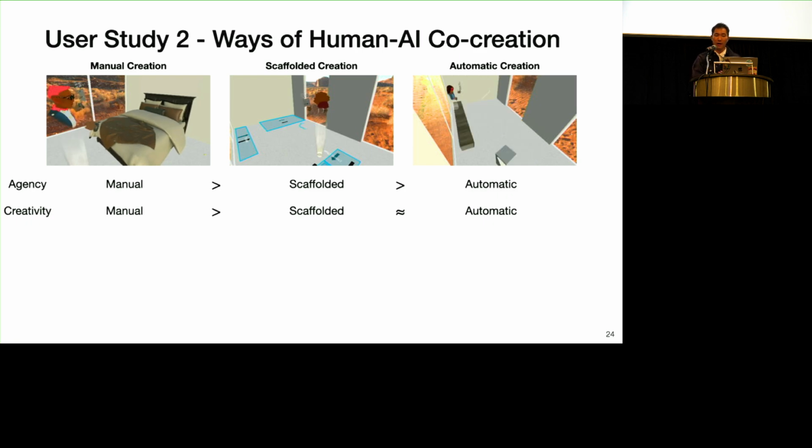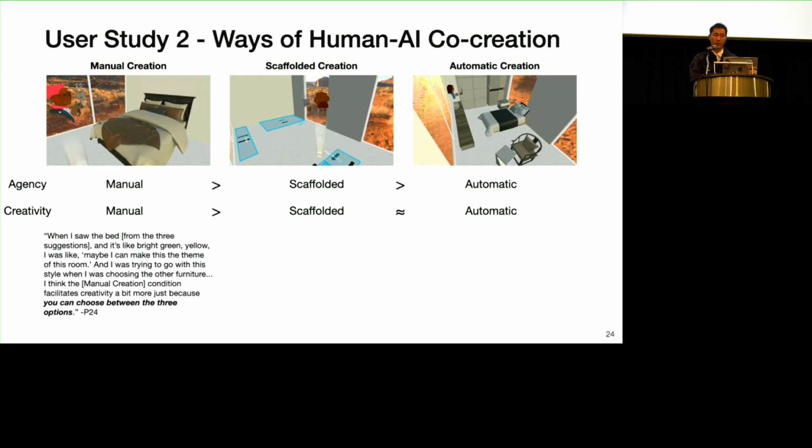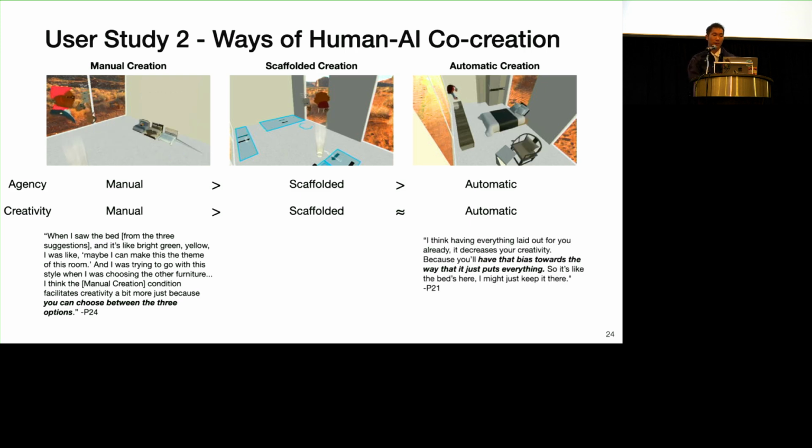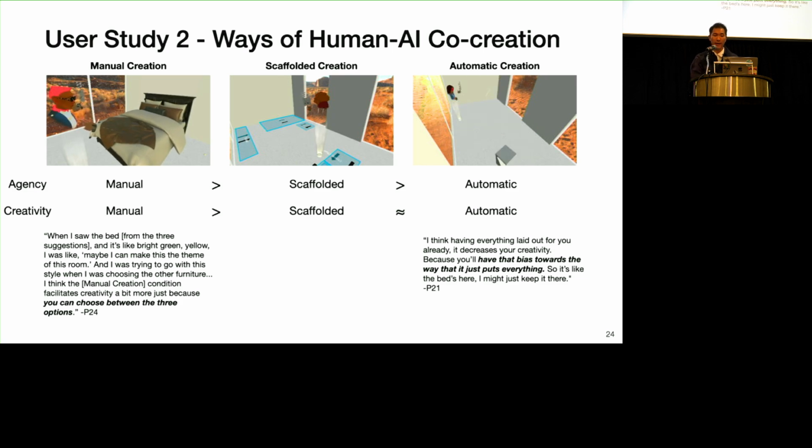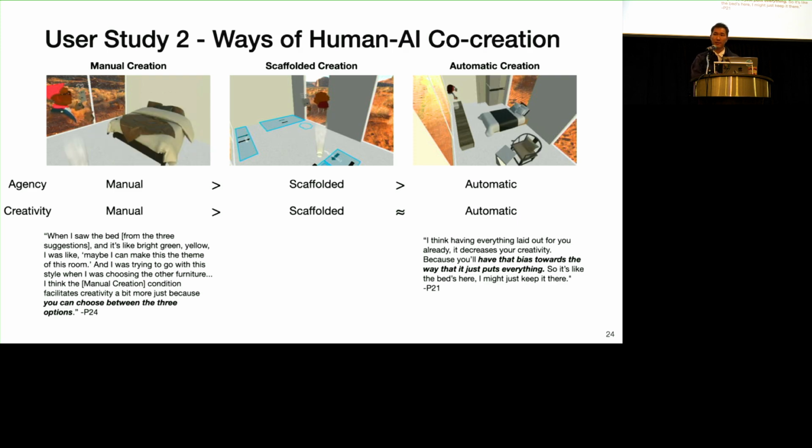In terms of creativity, we found that manual creation stimulates creativity the most, where people have multiple options in front of them. For example, one participant said, when I saw the bed, it's bright green or yellow, I was like, maybe I can make this the theme of this room, and then make all the other objects follow the same theme. So you can choose between these 3 options, which makes you feel more creative. Versus when you work with AI, it almost feels like it's already done for you, and you will have a bias towards how it's placed and how it's designed, so you feel less creative.